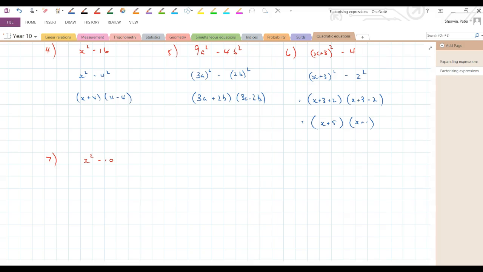Okay, here's another difference of two squares. In this case though, this number here is not a square number. It's a surd that's being squared, isn't it? What squares to 10? The square root of 10. So it's a difference of two squares, but one of my terms is a surd. But it factorizes the same way. x plus the square root of 10, x minus the square root of 10.